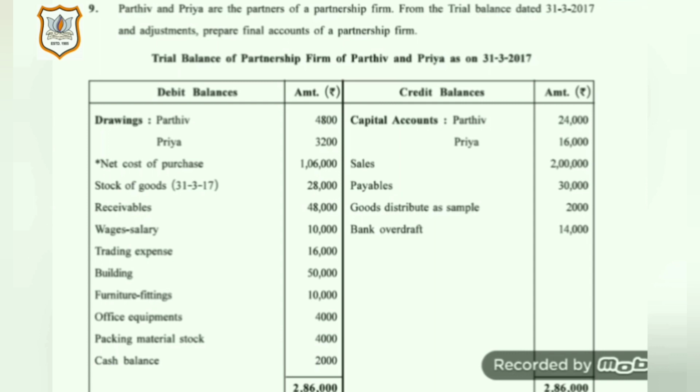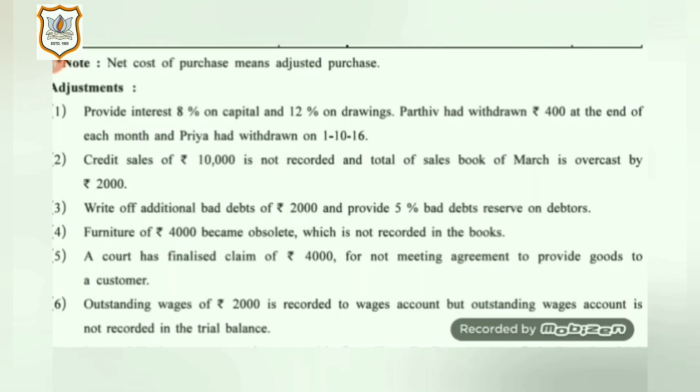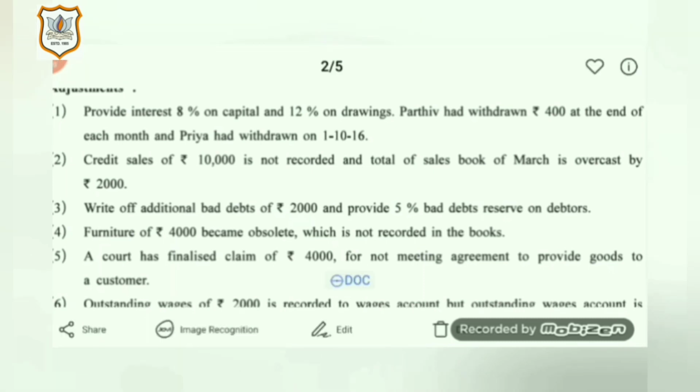Parthiv and Priya are the partners of a partnership firm. From the trial balance stated 31st March 2017 and adjustments, prepare final accounts of a partnership firm. Here, trial balance of partnership firm of Parthiv and Priya as on 31st March 2017 is given. Here 6 adjustments are also given, with the help of which we will simultaneously mark the items in the trial balance which are required to be adjusted. So let's get started.